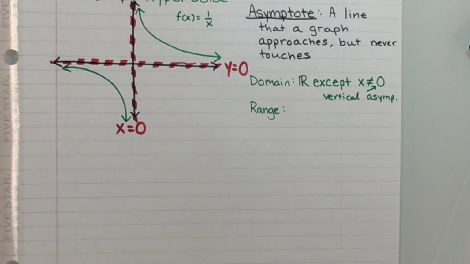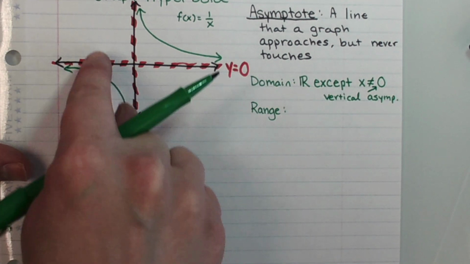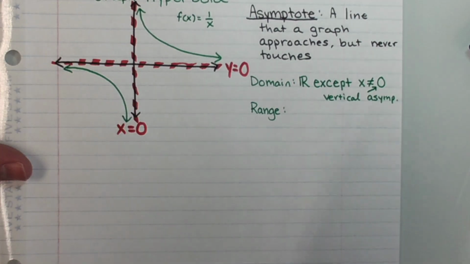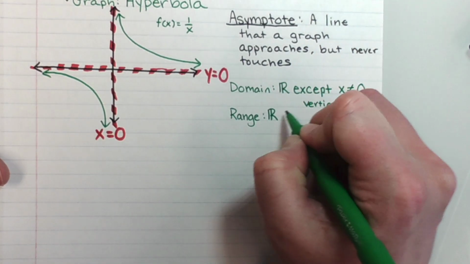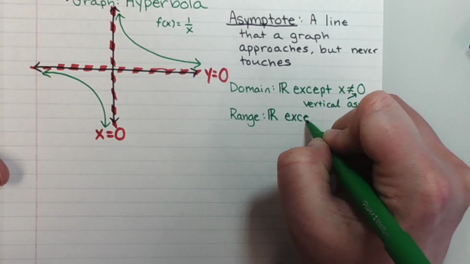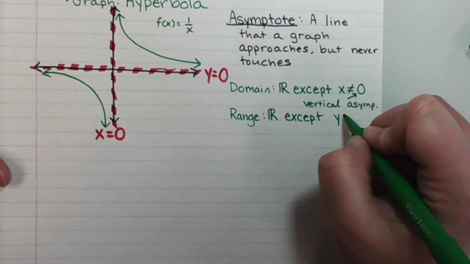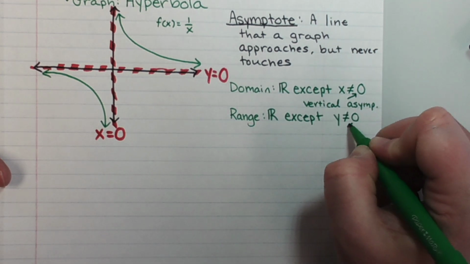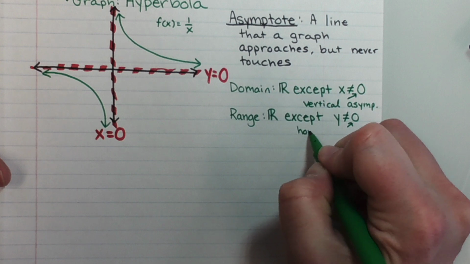Range is similar. My graph goes all the way up, it goes all the way down, it hits everything in between with the exception of the fact that it has to jump over this horizontal line. So the range is all real numbers except y is not allowed to be equal to 0 because that's where the horizontal asymptote is.